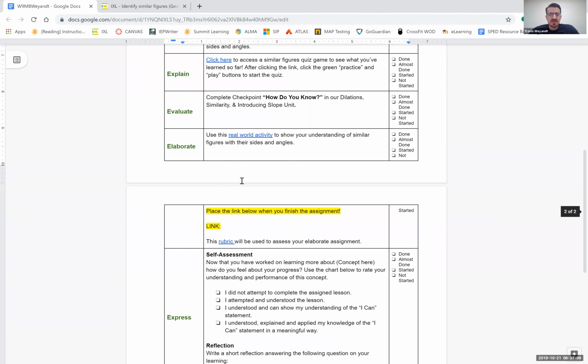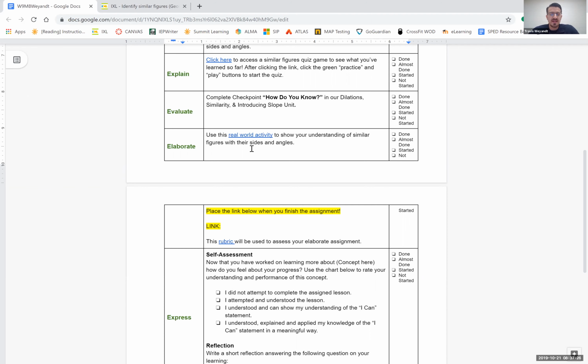And in the elaborate section, what I found is a real world activity to show your understanding of similar figures with sides and angles. You'll be able to click on that, and there'll be directions for you on that document to help you follow a real world application. Where do I see this in the real world? Where can I use this understanding?